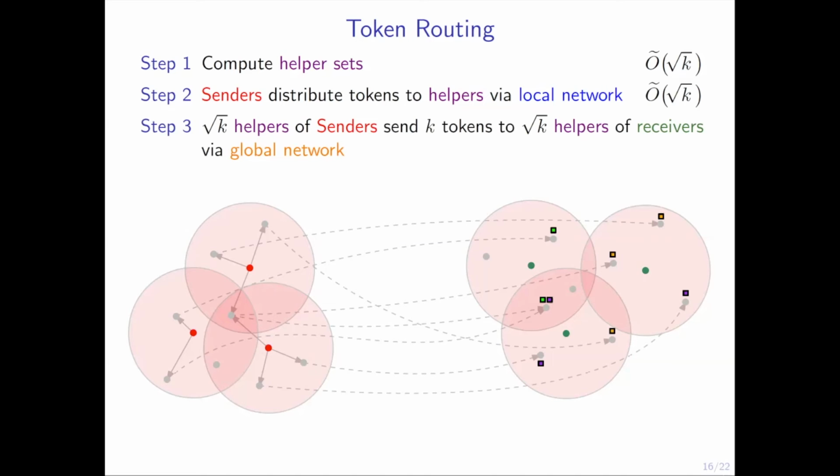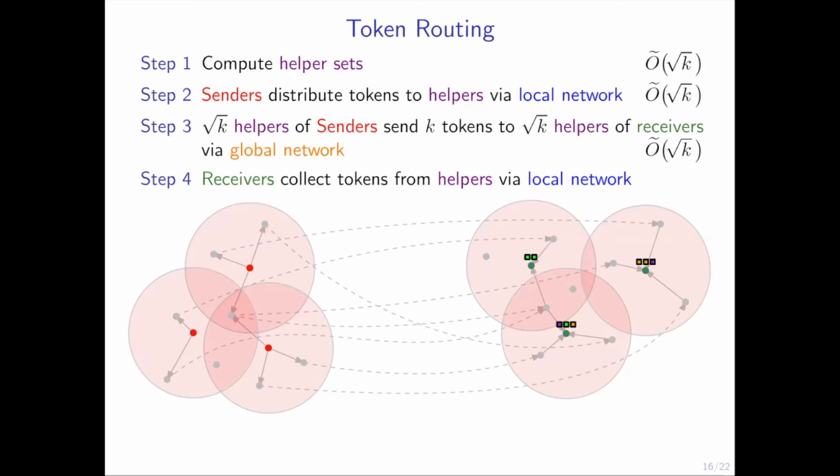In the third step, all the helpers of senders send the tokens to the respective helpers of receivers. Since each sender has square root of K helpers and each receiver as well, all the K tokens can be transmitted in square root of K rounds. Then finally, in the fourth step, all the receivers collect the respective tokens from their helpers, also via the local network, which also takes square root of K rounds.